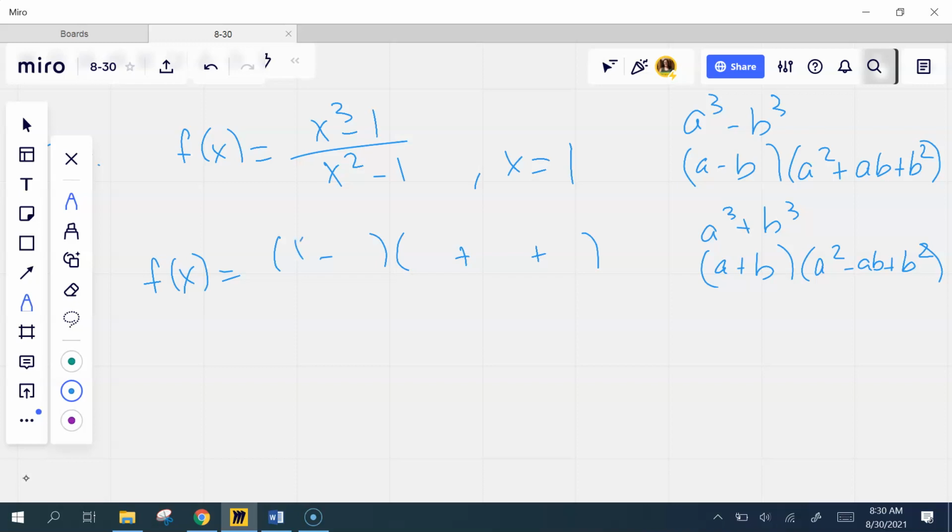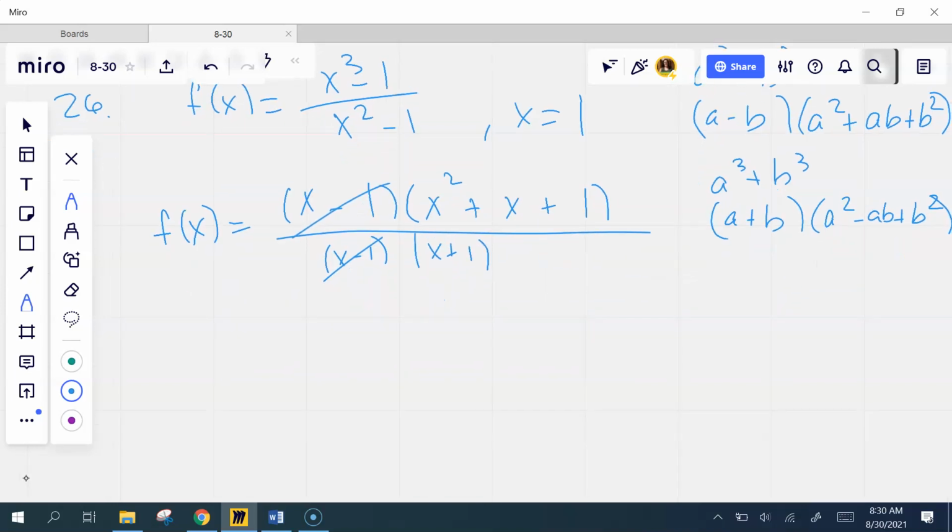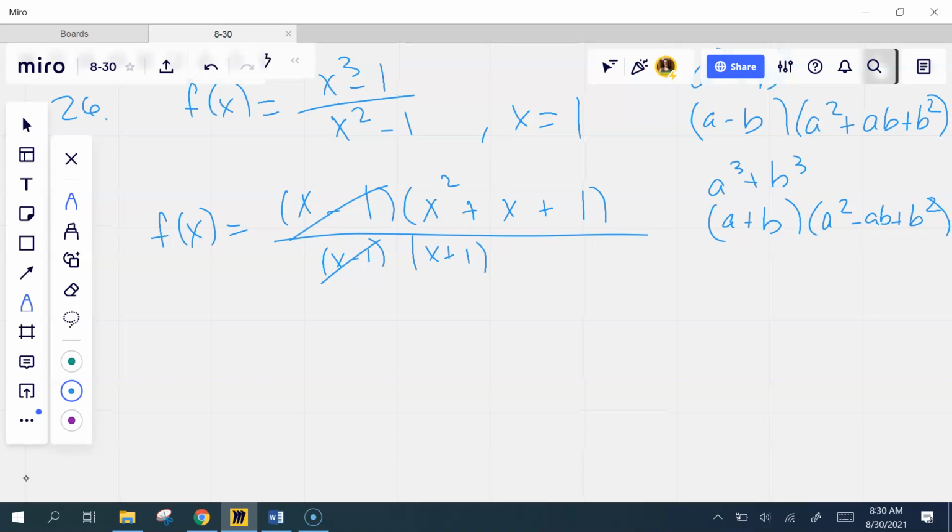All right, so x and 1, x squared, x and 1 over. There's a difference of 2 squares. So the hole is at, well, let's see. If we put 1 in, 1 squared plus 1 over 1 plus 1. The hole is at 3 over 2.